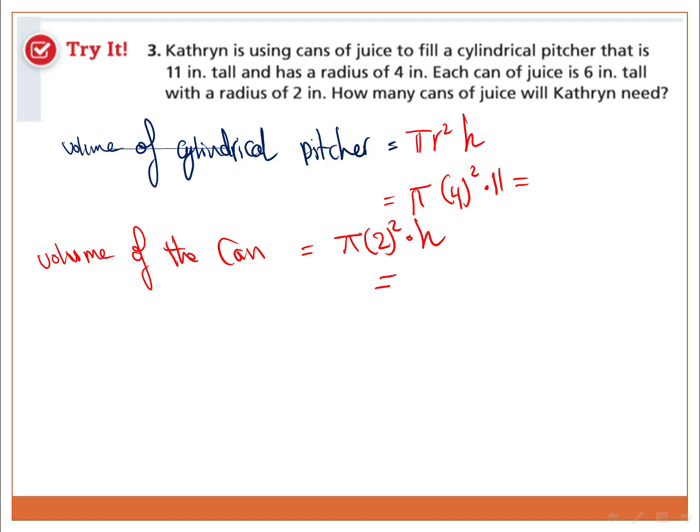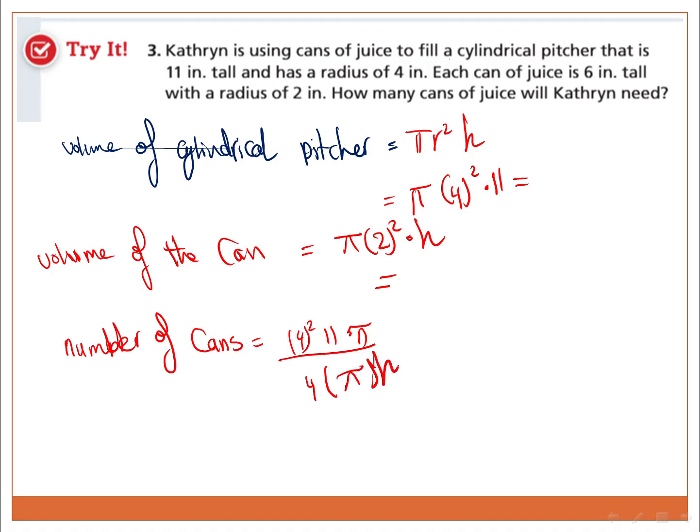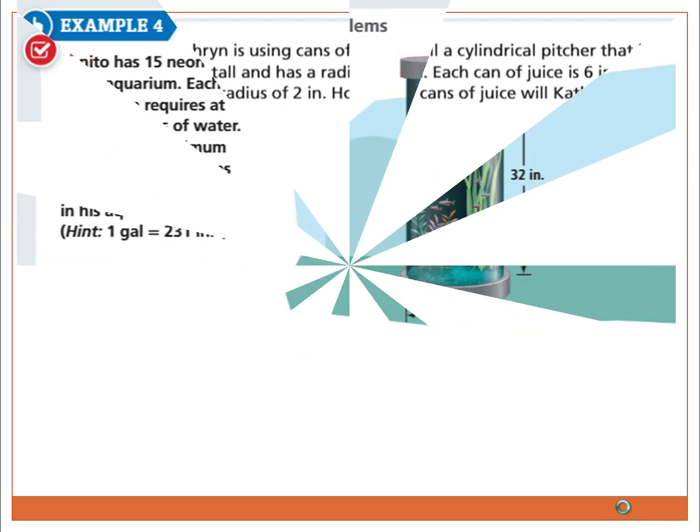After this, we want to know how many cans. So the number of cans will be pi times 4 squared times 11 over pi times 2 squared times h. Okay, after you calculate it using your calculator, you will reach that you need 8 cans. Hopefully it's clear for you now.